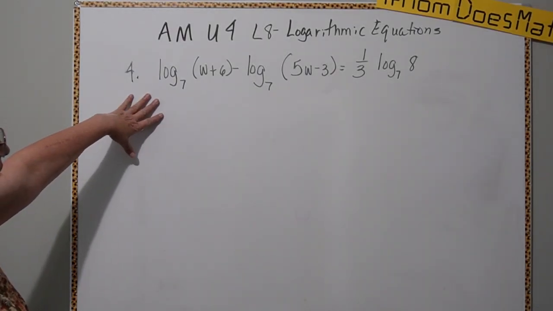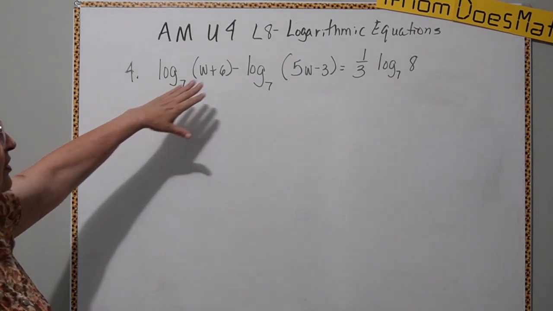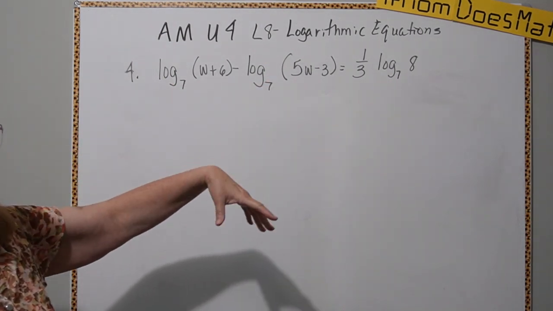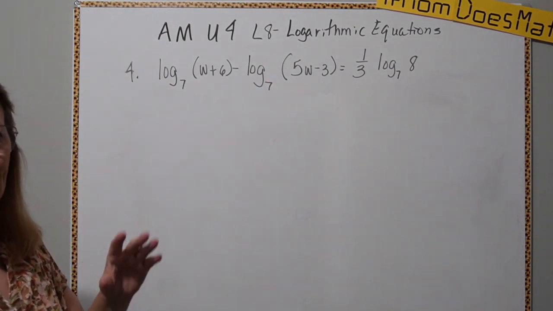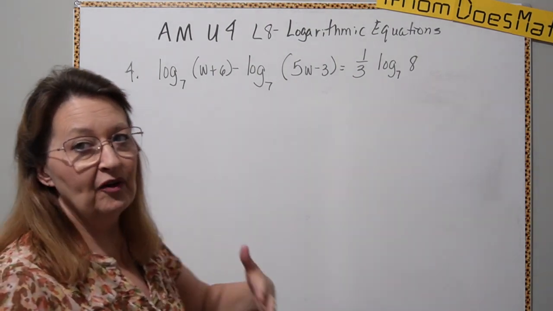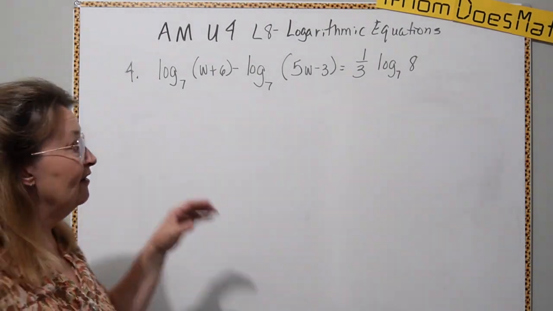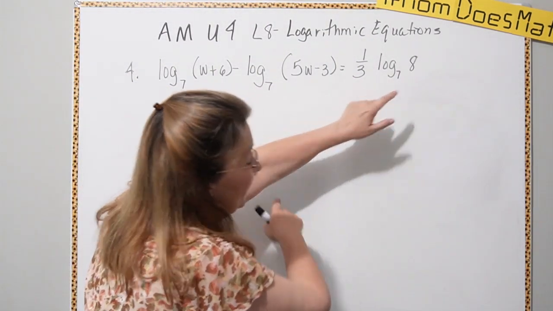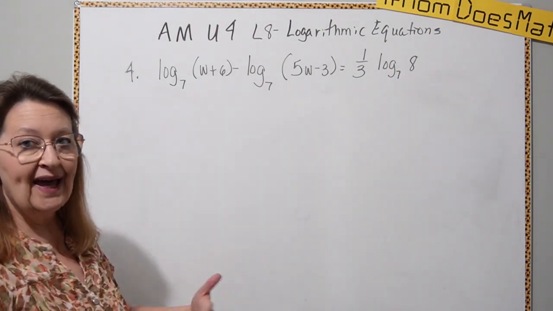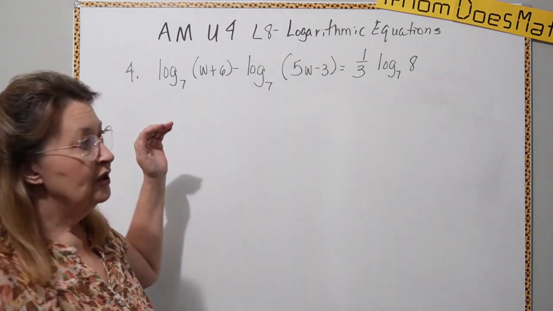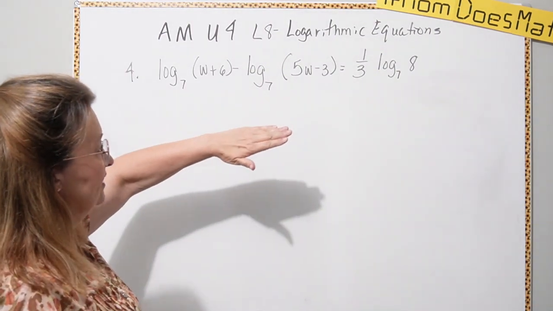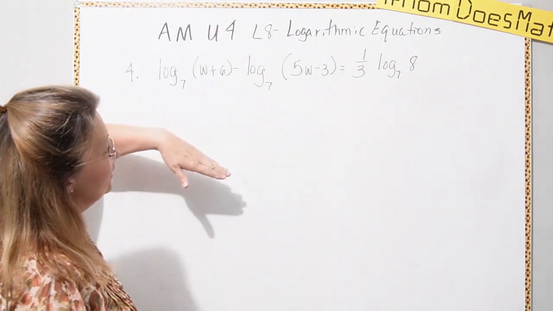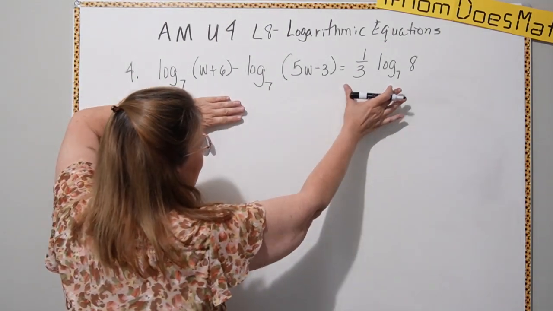Okay, here's number 4, and the first thing I do is I look to see that all my logs have the same bases. Now most of the ones you're dealing with right now are going to have that, but it is possible in the future where you will not have the same bases, and that's a whole new problem. So I want you in the habit of checking that first. Are all my bases on my logs the same? And they are. So now we need to condense both sides of our equation.